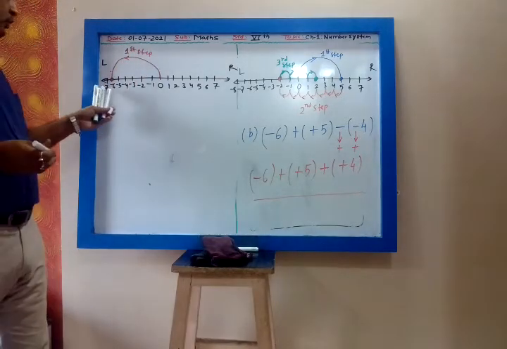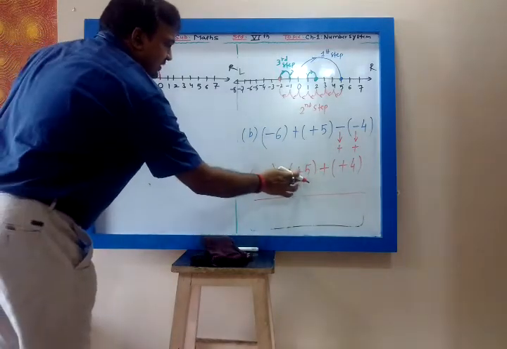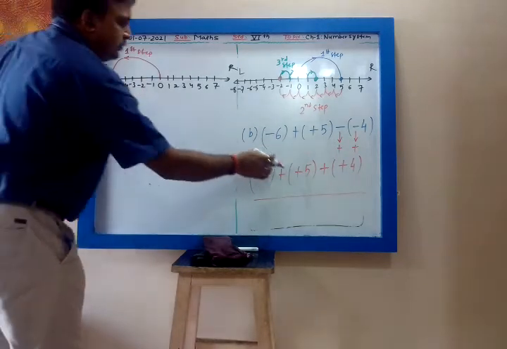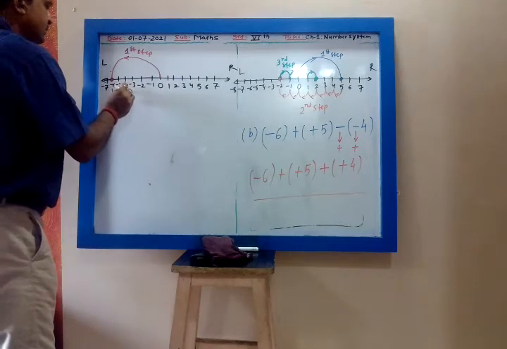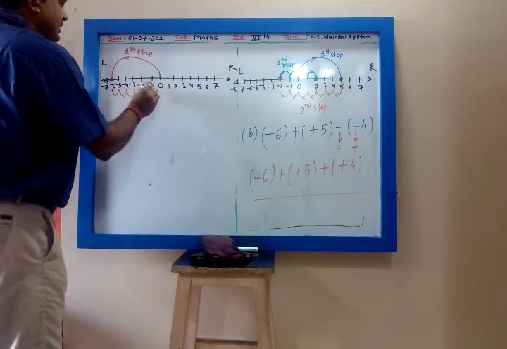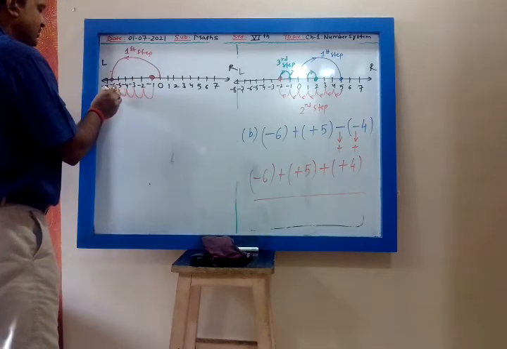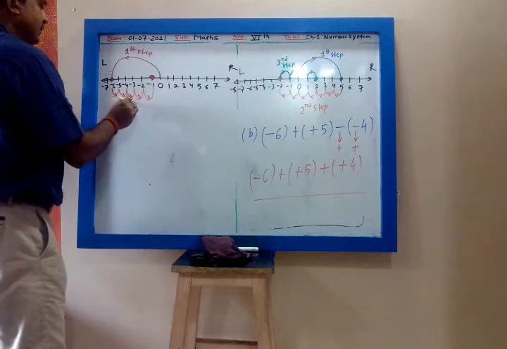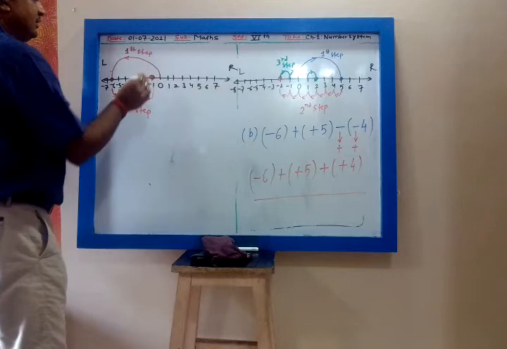Then to this minus 6, we want to add plus 5. Plus 5 is there, so now I have to make a jump of 5 steps. But where? To the right, because it is a plus sign. So 1 jump, 2 jump, 3 jump, 4 jump, 5 jump. We reach the number minus 1, and this is my second step. You have to show this second step.